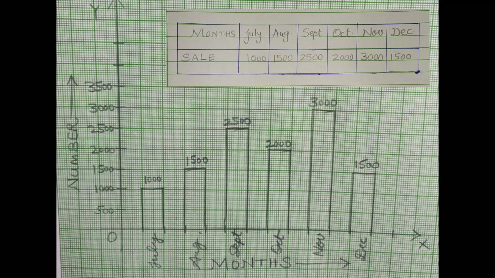Similarly, September, October, November and December are all drawn according to their heights. Like in the month of August, the height should be 1500, comparing on the y-axis. In this way, we can draw a bar graph quite easily without any difficulty. And also, looking at the graph, we can answer questions like which two months have the same sale, or the sale of which month is maximum or minimum. We will do these types of sums in our next video.